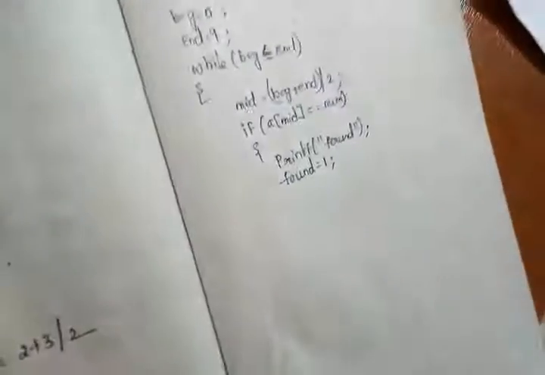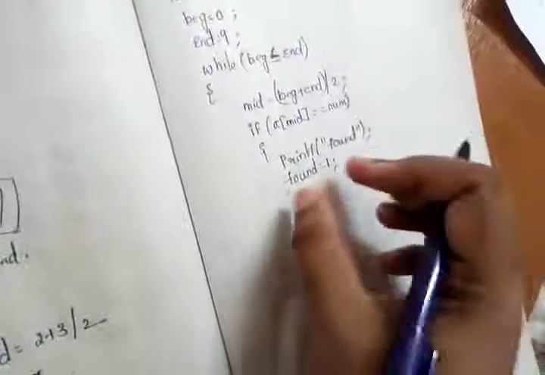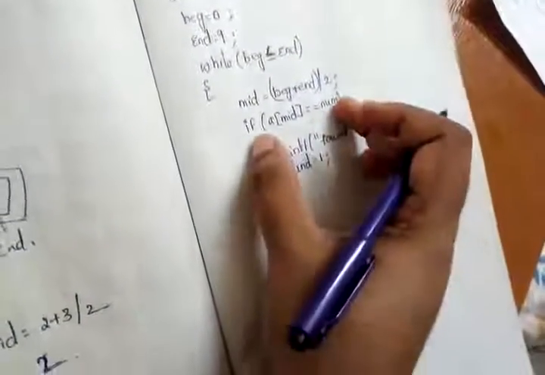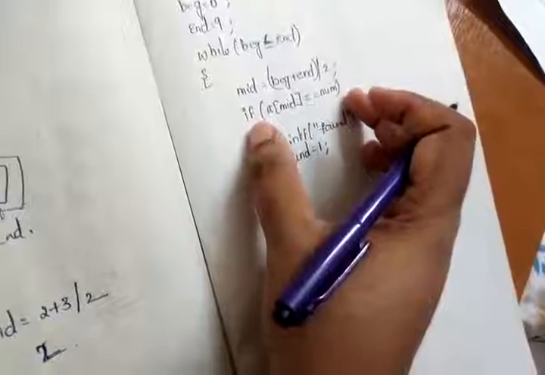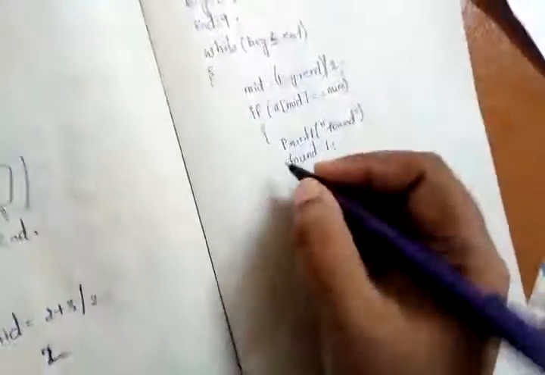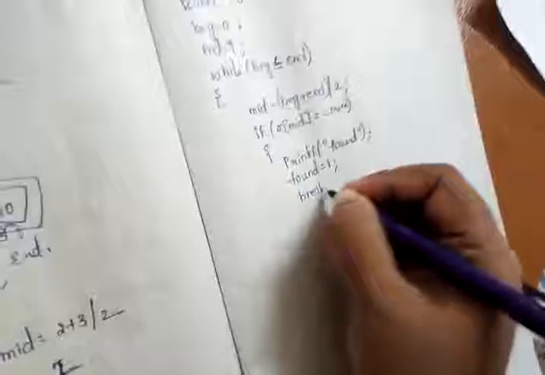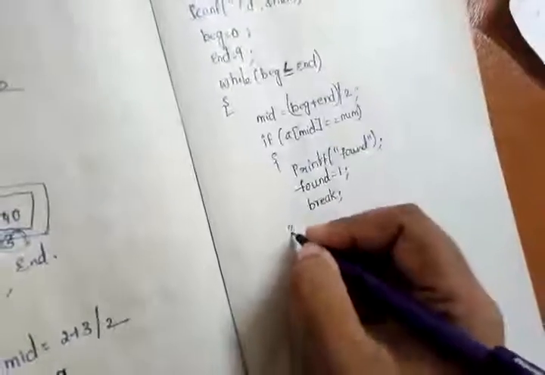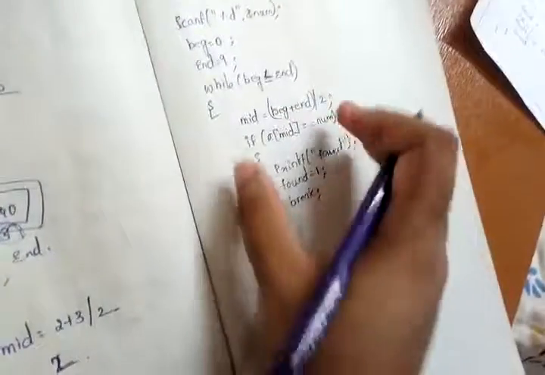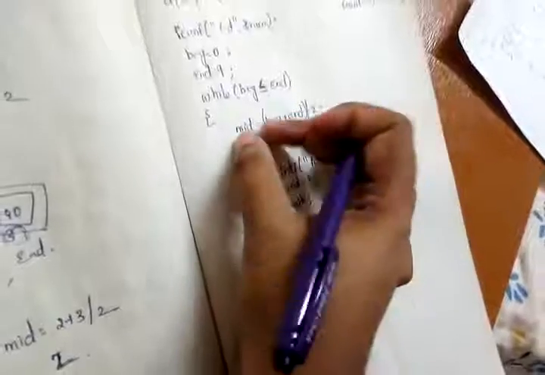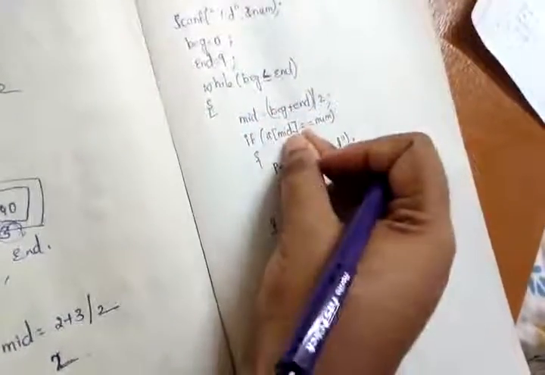And then, as we have already found the element, if it is matched, we no need to search the remaining array. So we can break this while loop. We can stop executing this while loop. To stop executing this, I am placing a break statement here. So this is the case where the element is matched with the middle element.